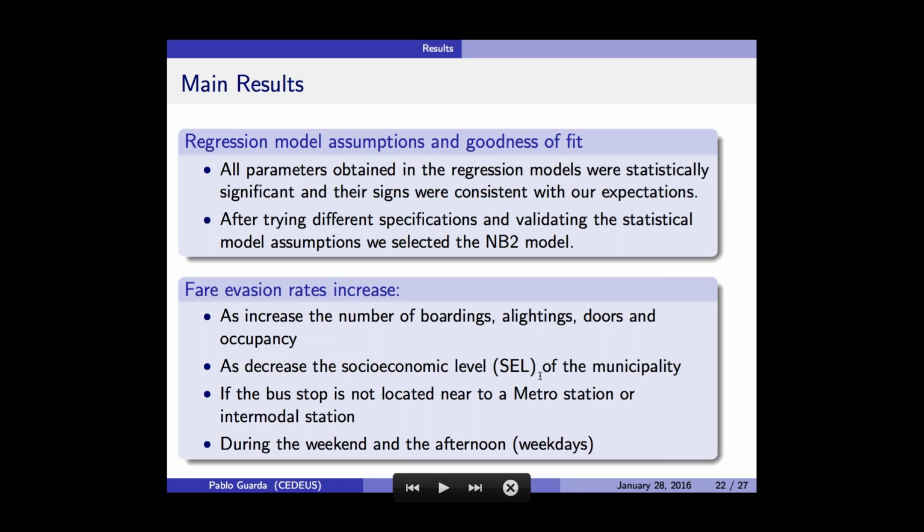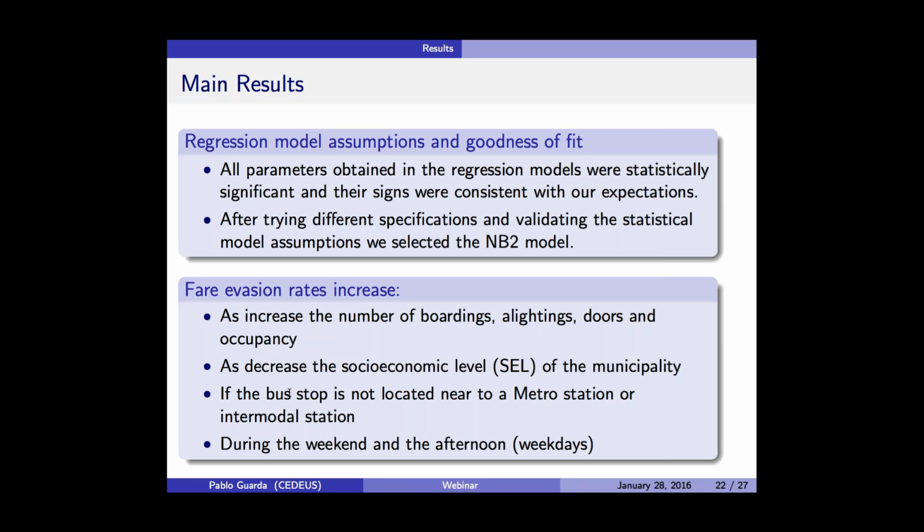But the Evasion rate increases as the socioeconomic level of the municipality decreases. We discussed this already during the presentation. The Evasion rate is also higher if the bus stop is not located nearby a metro station or intermodal station, and we think this could be capturing the fact that close to a metro station, the proportion of passengers that are using buses were using the metro before. So if they pay for buses after using the metro, they don't have to pay more money, or just a small amount, because we have an integrated system. So the savings for the passenger are not so high.